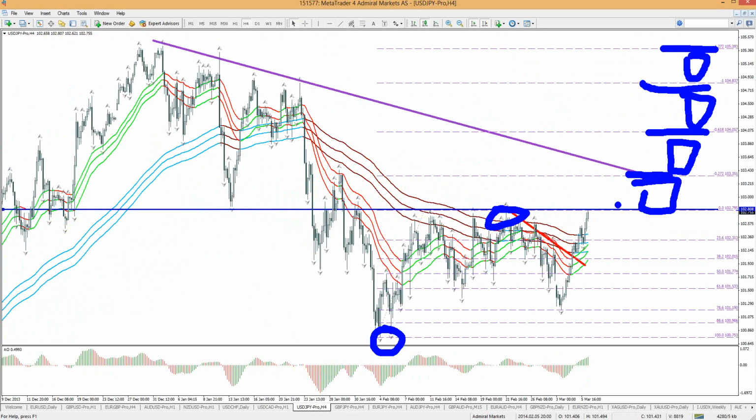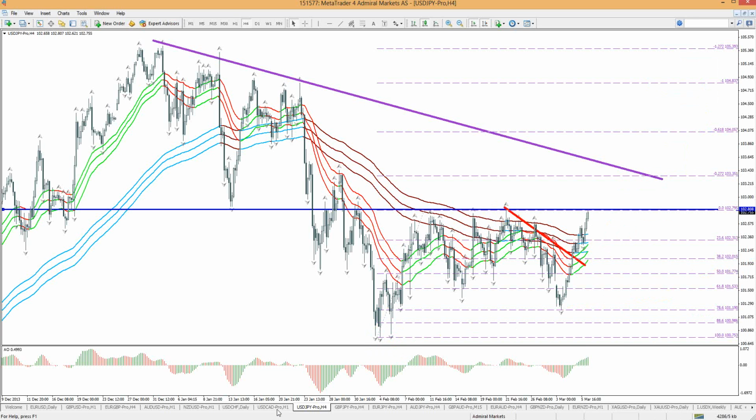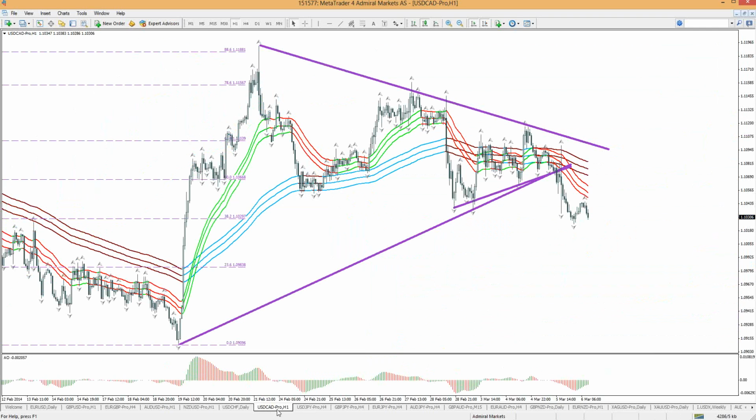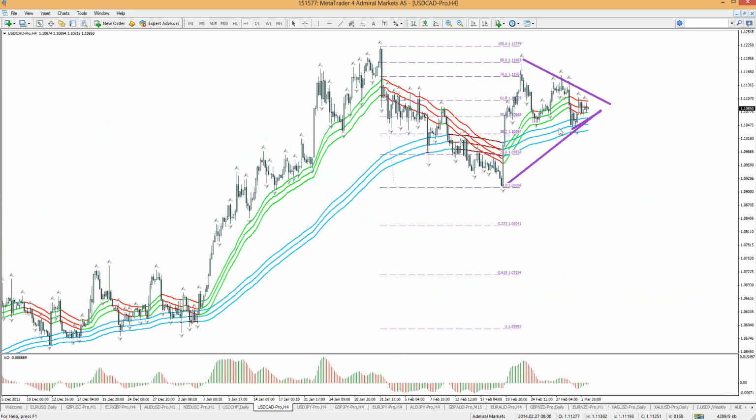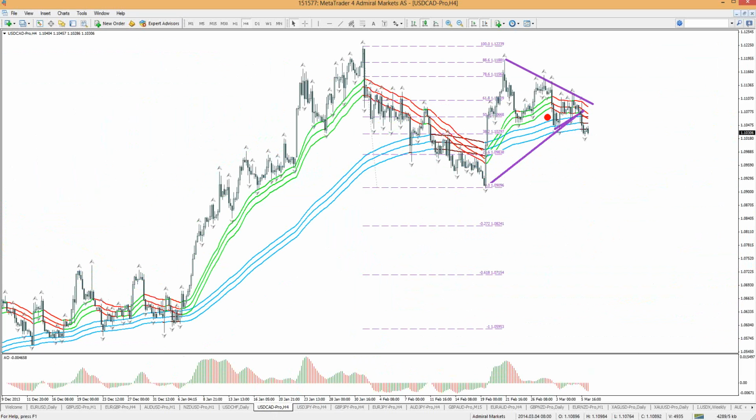Now, if we don't break, then there's a potential, of course, to bounce, either make a bull flag and then still break to the upside, or move back all the way to the bottom here. So I'm still in the waiting mode on the dollar yen. Dollar CAD broke to the downside out of this triangle, which means there's a potential for more downside, right?